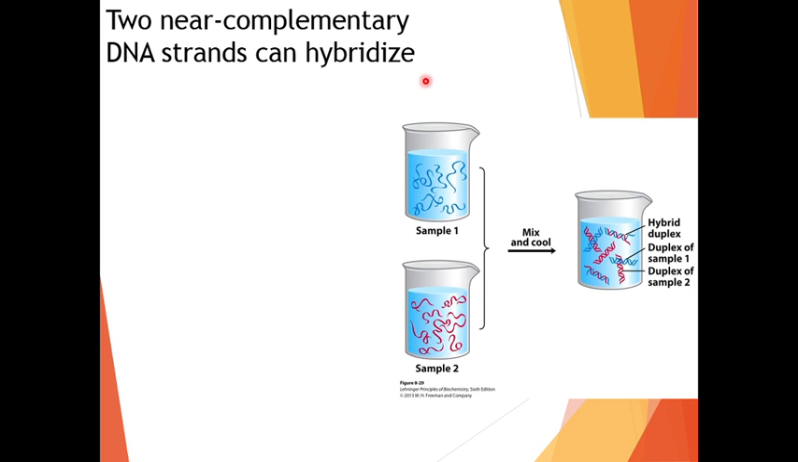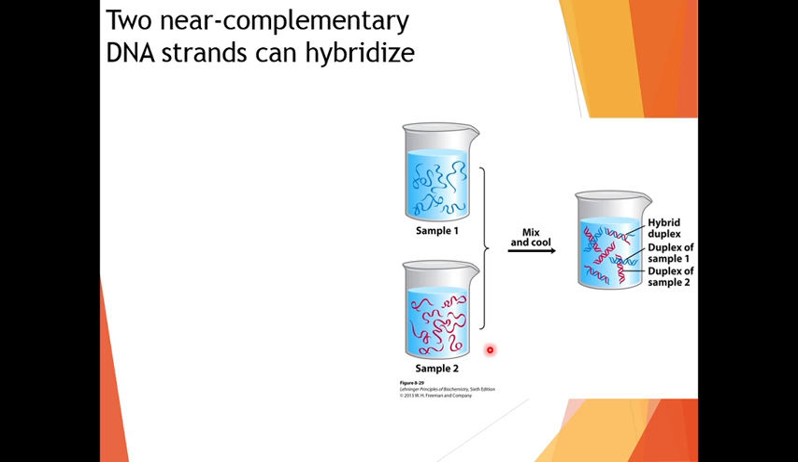Two near complementary DNA strands can hybridize. For example, let's consider an experiment with two samples, sample 1 and sample 2, that have near complementary sequences. If you were to mix these two samples and cool them, you can actually obtain hybrid duplex DNA of sample 1 and sample 2, in addition to duplex of sample 1 and duplex of sample 2.